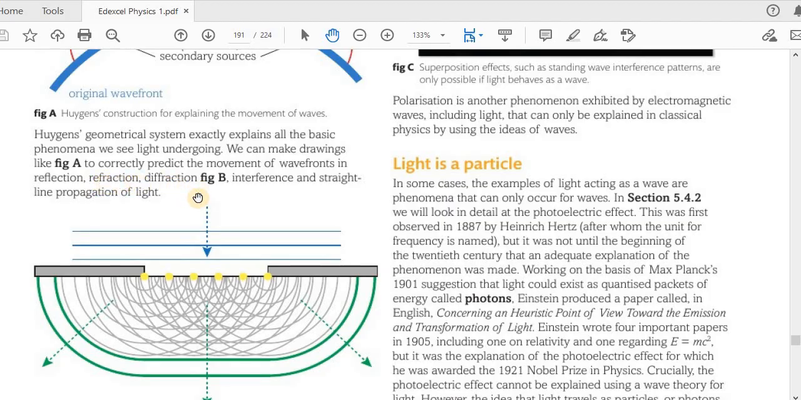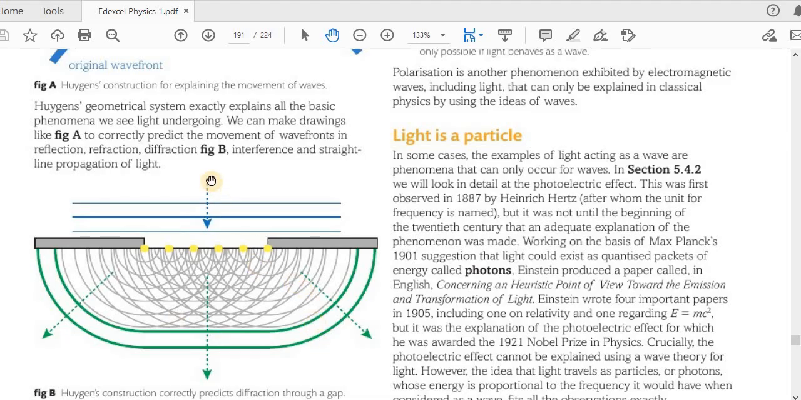So all waves undergo reflection, refraction, diffraction. You have learned that previously, and also interference and straight line propagation of light. And by the way, the arrows you can see can be considered to be rays. You would have learned that a ray is always perpendicular to the wavefront.